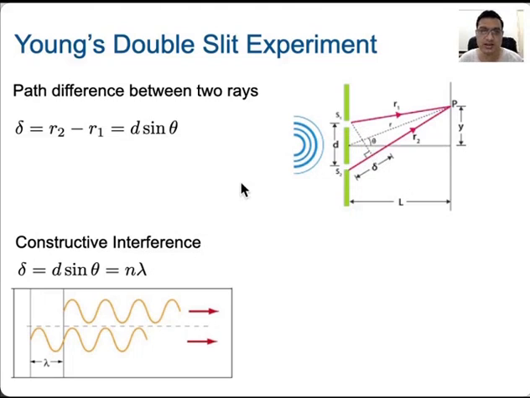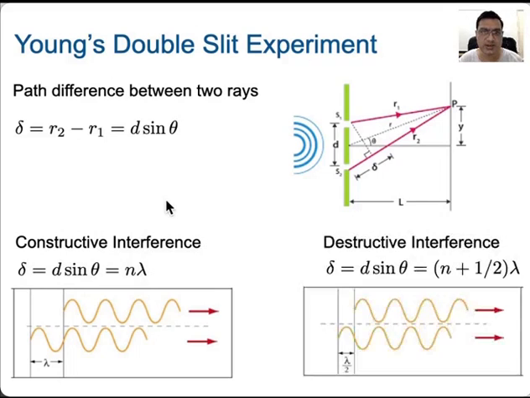So we know that the condition for constructive interference, when you get bright fringes, is that this path difference d sine theta is supposed to be n times lambda. Whereas for destructive interference, this quantity is supposed to be n plus half times lambda. So what I'm trying to say is that this double slit experiment can be seen with visible light, which you have most probably done in your 10 plus 2 labs.